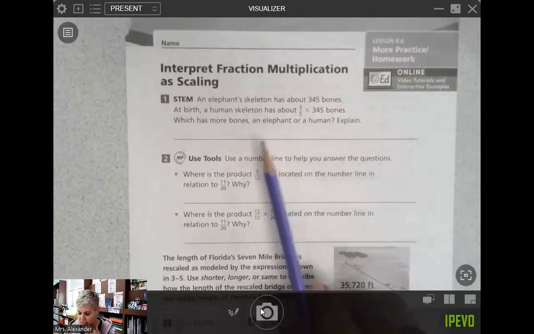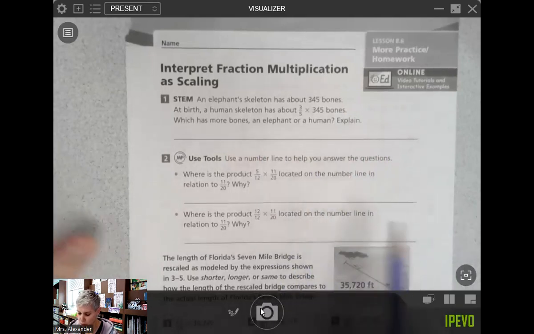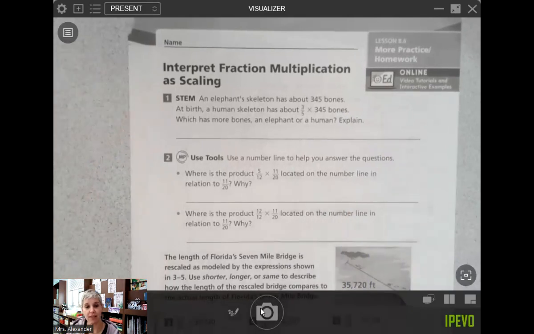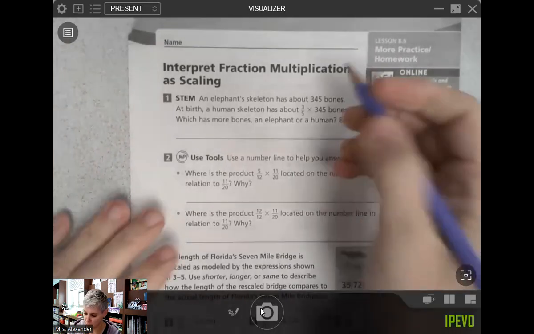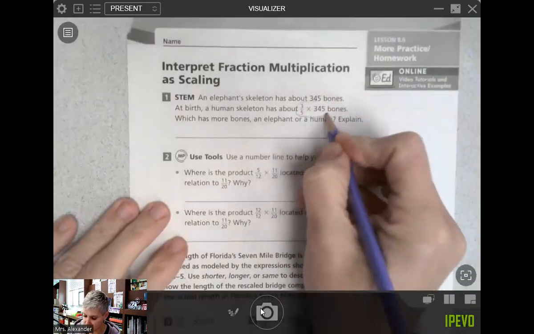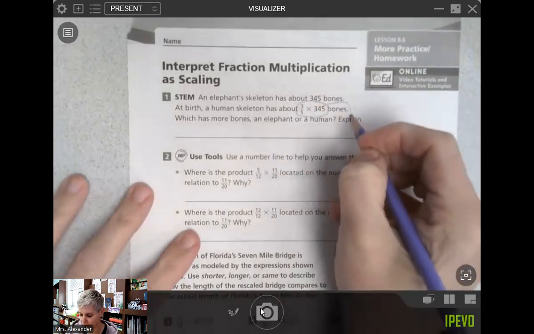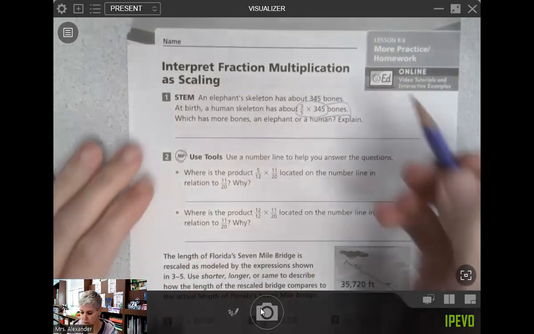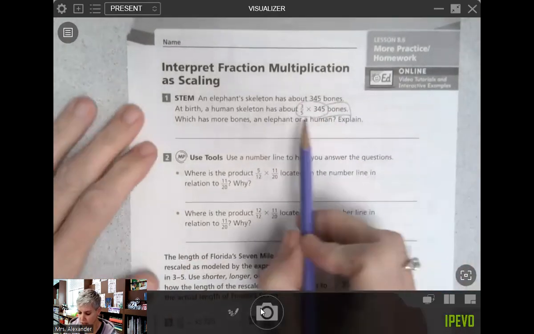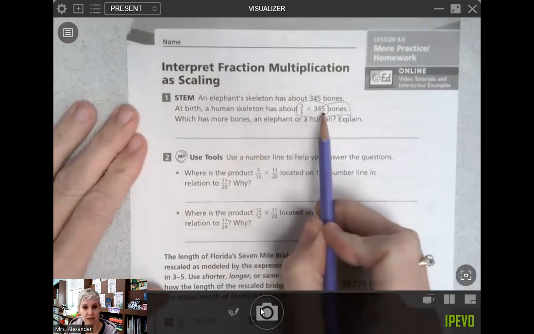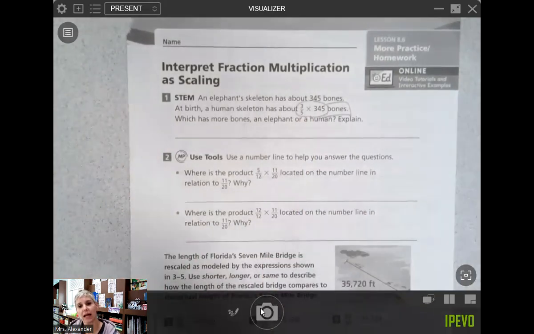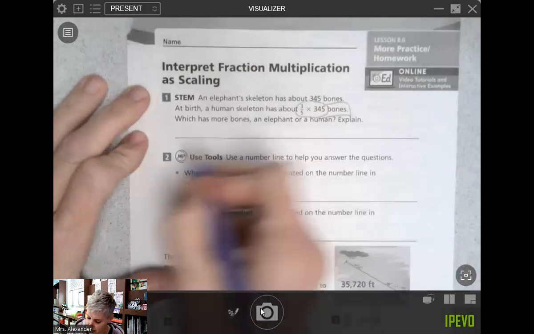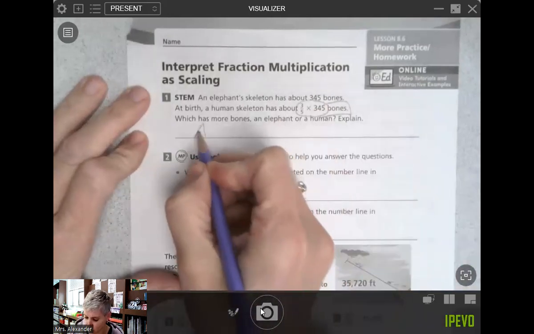An elephant skeleton has about 345 bones at birth. A human skeleton has about 3/5 times 345 bones. So if you remember what we've talked about, 3/5 of 345 bones. Which one has more bones, an elephant or a human? If we're looking at 3/5 of 345, would that be more or less? It would be less. So an elephant has more bones.